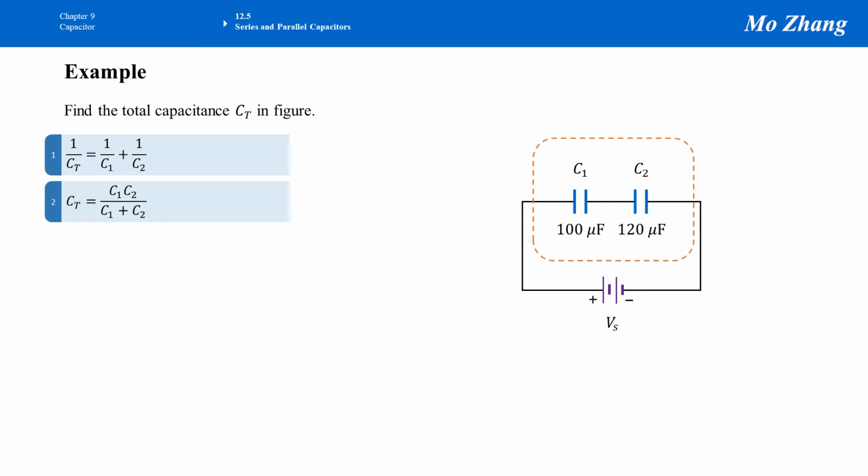Plug in the numbers. That is 100 microfarad multiplied by 120 microfarad divided by 100 microfarad plus 120 microfarad. Punch these numbers into the calculator. I got 54.55 microfarad.